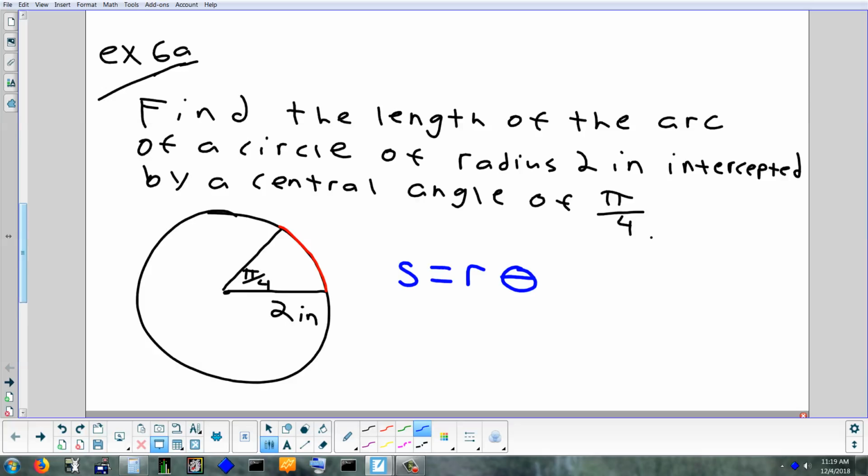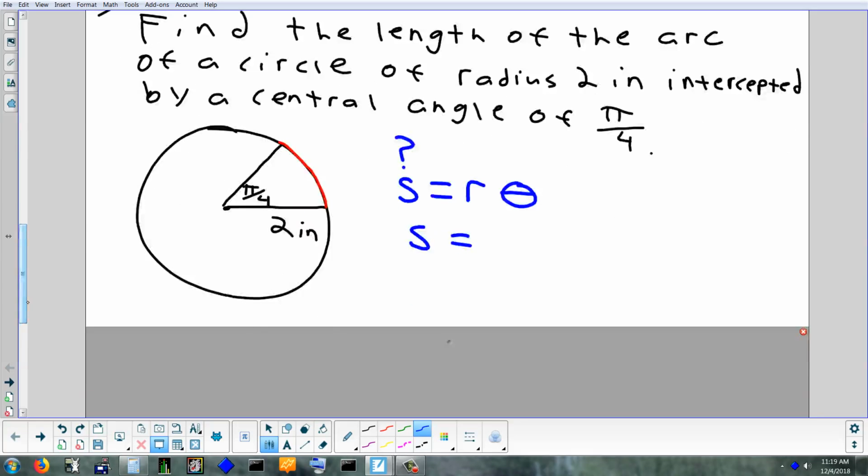Let's just make sure we know which one they're asking me to solve for. What's the one letter that I don't know in this problem? S. Yep, find the length of the arc. So S is the one we don't know. So that means we must know the radius. Michael, what's the radius? 2.